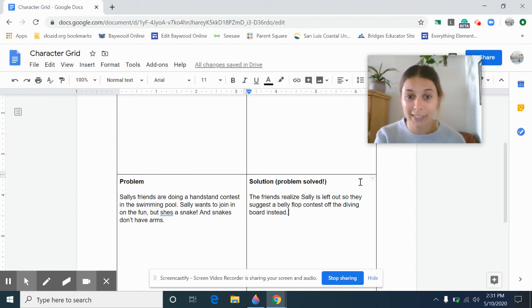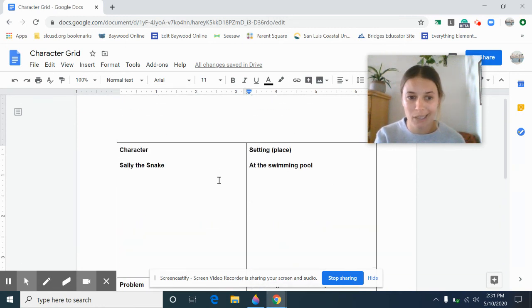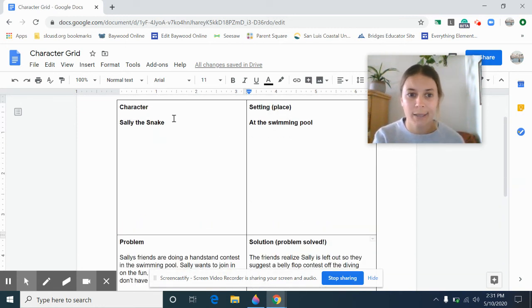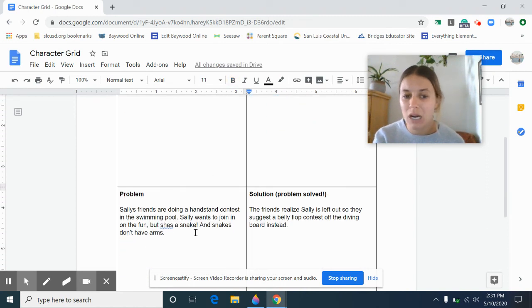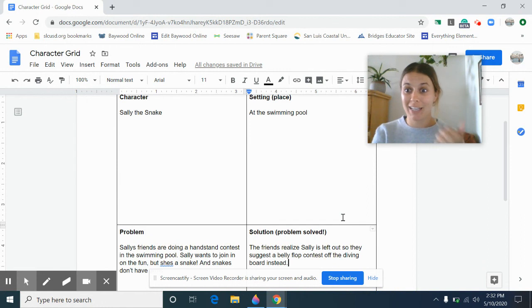Excellent. Okay, so now Miss Klein has planned out her character grid, right? My character is going to be Sally the Snake. The setting is going to be at the swimming pool. The problem is that Sally's friends are going to be doing a handstand contest in the pool, but she feels left out, right? Because she can't do handstands. She's a snake. And then my solution is that the friends realize that Sally's left out, so they suggest a belly flop contest off the diving board instead, right? My character grid is complete.